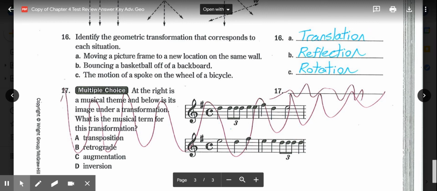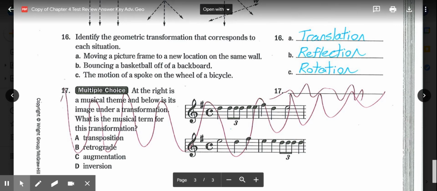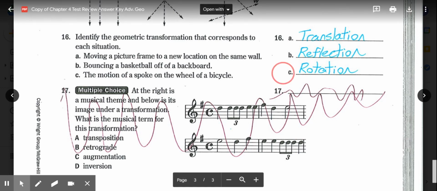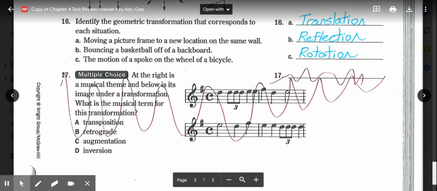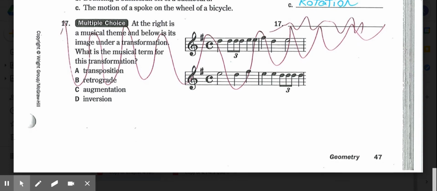In B, bouncing a basketball off the backboard. Well, bouncing something, it's obviously going to bounce back, which would be a reflection. And then in C, the motion of a spoke on the wheel of a bicycle. You know, the spokes spin around the axis. So spinning around a fixed point would be a rotation. And then number 17, you can cross off because that has to deal with lesson 4.8, which we're not worried about.